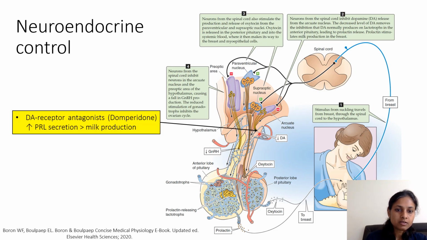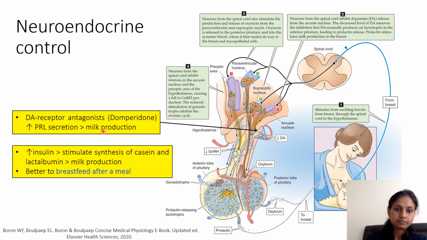As you see, there is the dopamine receptor antagonist. Commonly in the postnatal ward, we sometimes prescribe mothers domperidone, which is a dopamine receptor antagonist. This helps in increasing the prolactin secretion and thus the milk production.